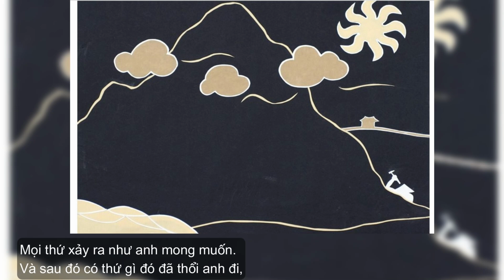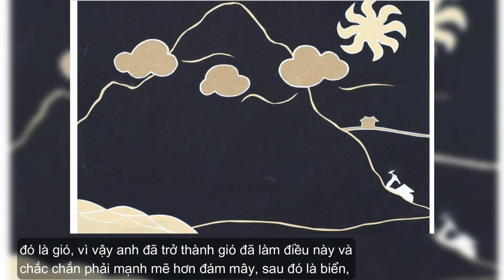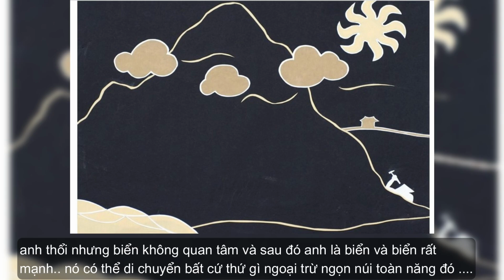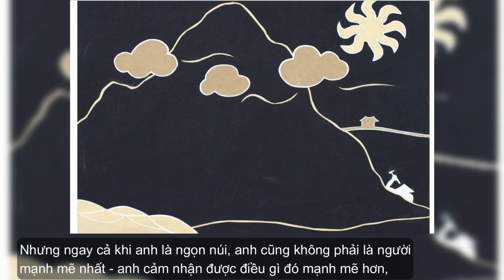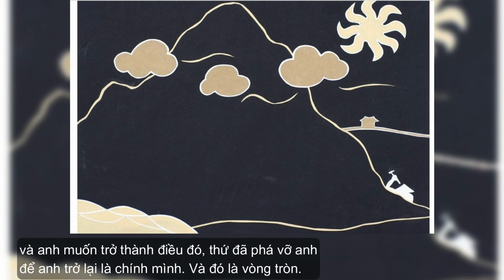And then something blew him away. It was wind. So he became the wind, which was more powerful than the cloud. And then there was the sea. He blew, but the sea didn't care. And then he became the sea. And the sea was very strong. It could move everything except that almighty mountain. But even when he was that mountain, he was not the most powerful. He sensed something more powerful, and he wanted to be that which was breaking him down. So he became himself again, and that's the circle.